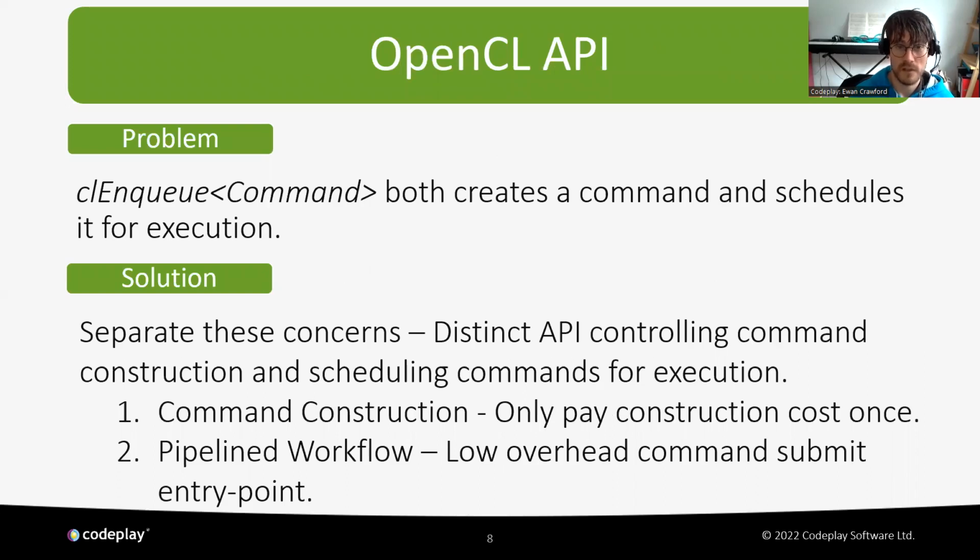So how do these problems manifest themselves in the OpenCL API at the minute? It starts with the design of the clEnqueue command entry points, which both create a command and schedule the command for execution. What we'd like to do is separate these concerns. So we have a distinct API for controlling command construction and a separate API for scheduling those constructed commands for execution. That means you just pay the command construction cost once, and we can have a low overhead command submit entry point for keeping devices occupied with work.